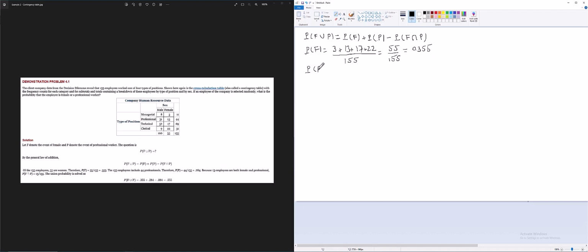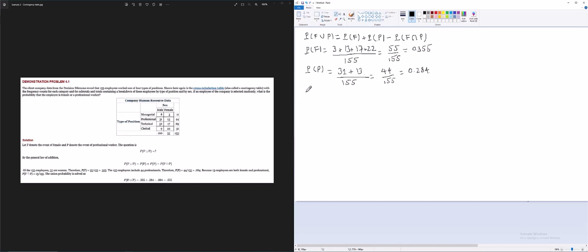And then similarly look at the probability of an employee being a professional. So let's look at the row of the professional. You have 31 professionals that are male, 13 of them are female. Add that up, divide by the total, which is 155, and that's 44 divided by 155, and that should be 0.284.